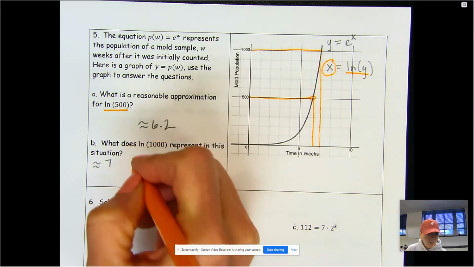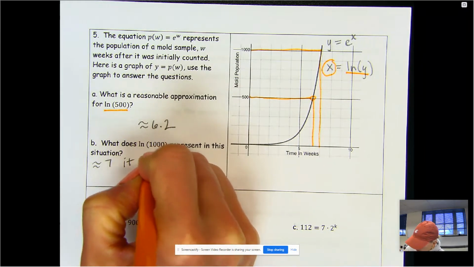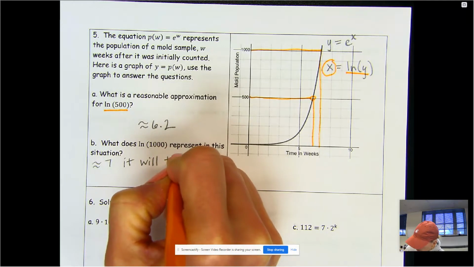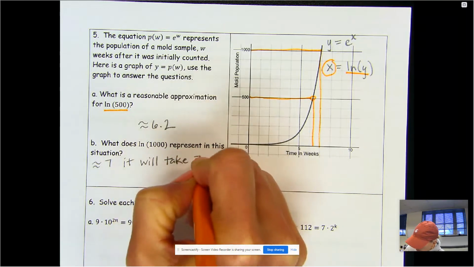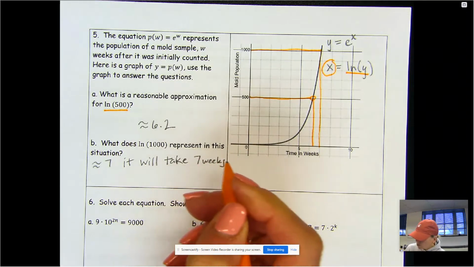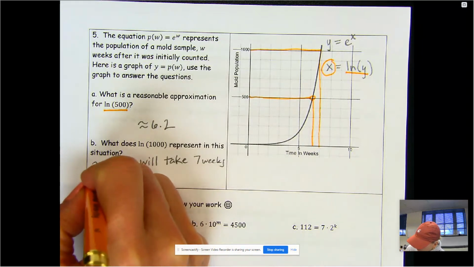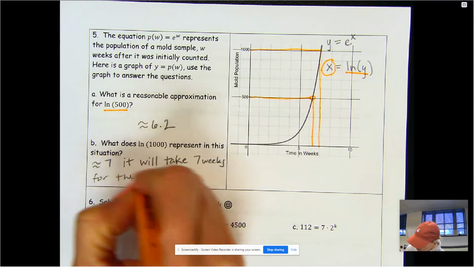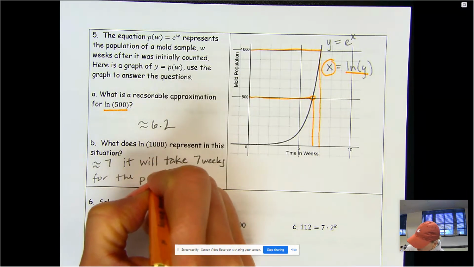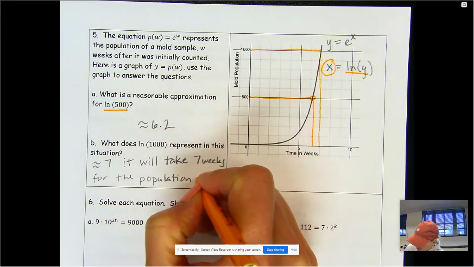And that means it will take 7 weeks. It's a very slow growing mold population. For the population to reach 1,000.